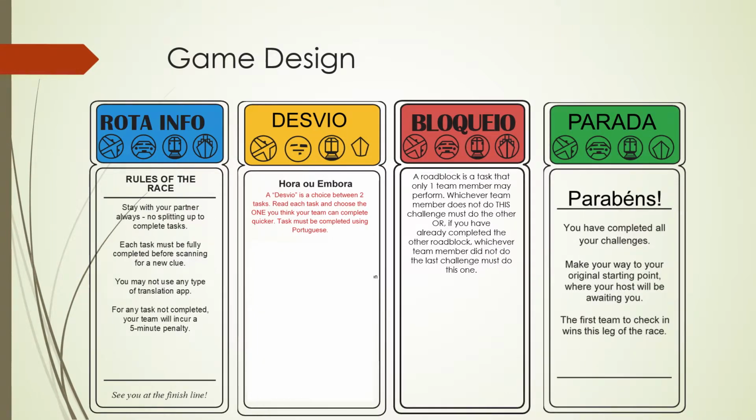Roadblock, or Bloqueio: only one member of the team can perform the task. And then at the next roadblock they see, the other team member has to complete that task. Detour, or Desvio, is where you have the choice of completing one task or another. And usually these tasks are one about grammar, the other one about a cultural aspect of the target language.